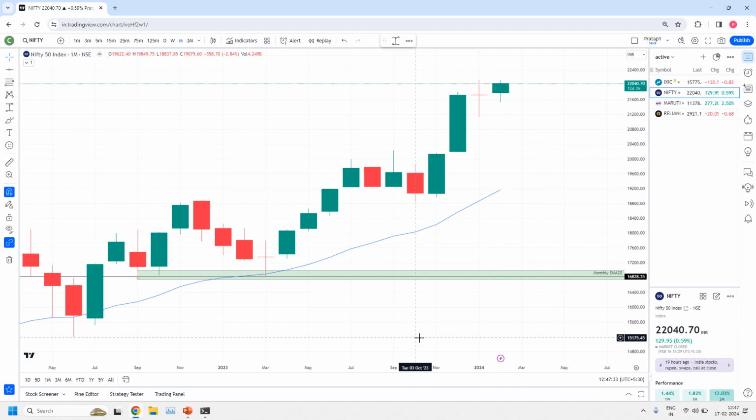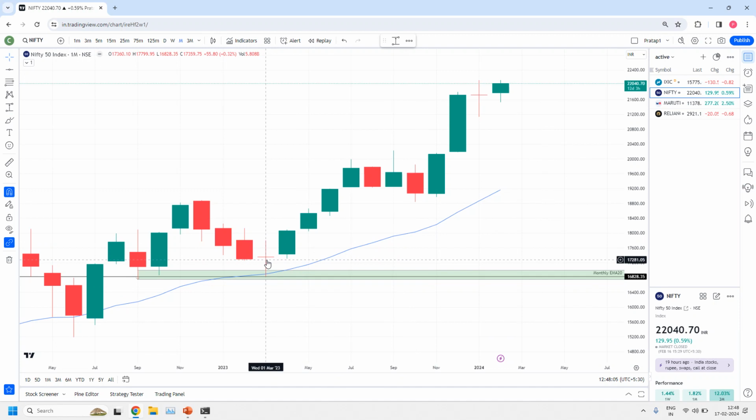That means 5,200 points, close to 5,200 points. We got the profit. 5,200 points means it is excellent. It is almost close to 30%. 30% return you got. Within how much time period?